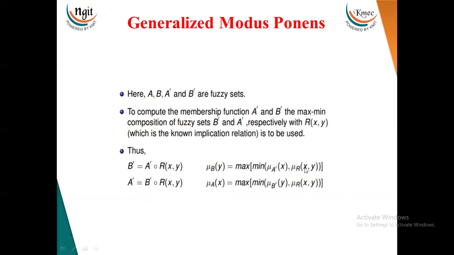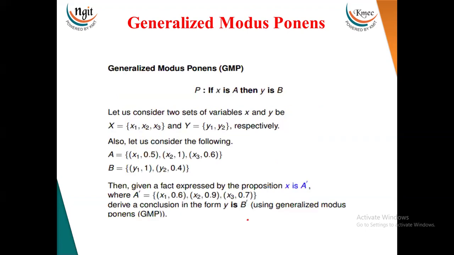So this is again the Cartesian product, what we have learned in the previous videos. This will be mu R of X comma Y, where you will find the minimum value between X and Y. Similarly, this formula is A complement equals B complement circle R of X comma Y. Mu A of X equals max of min of mu B complement of Y comma mu R of X comma Y. So here mu R of X comma Y are the relations which can be represented with the help of the Cartesian products. Now we'll see with an example.